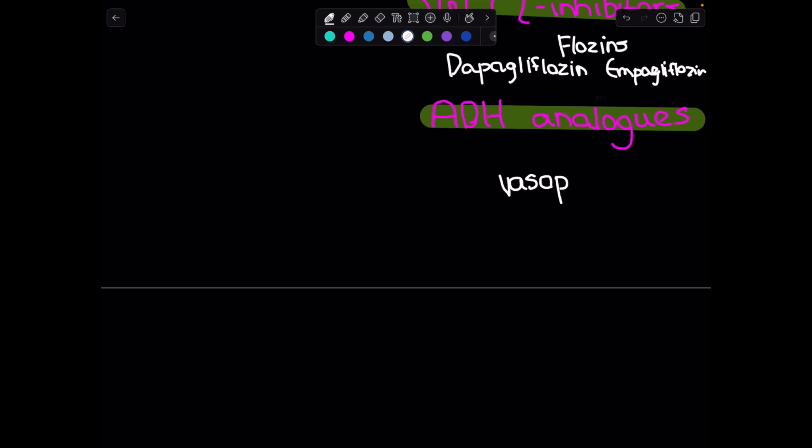Dapagliflozin, another SGLT2 inhibitor, works similarly by blocking glucose reabsorption in the kidneys, aiding glycemic control and slowing kidney disease progression in diabetes. And why vasopressin is an ADH? Explain the etymology of vasopressin. Is it something to do with pushing a vessel?